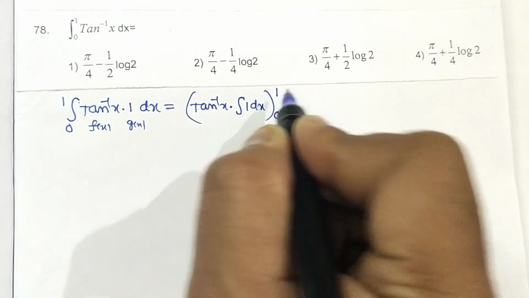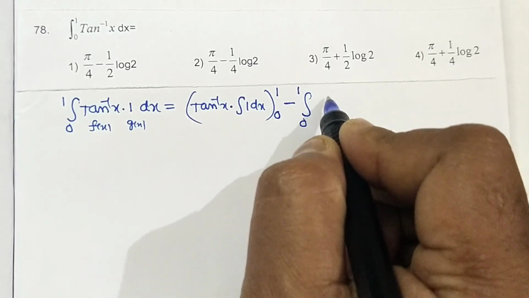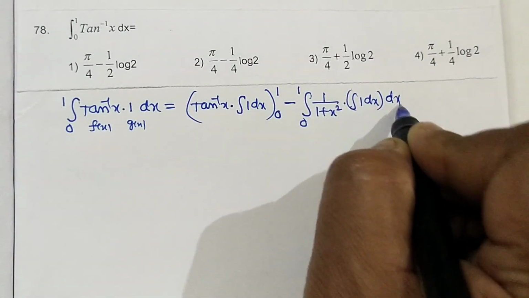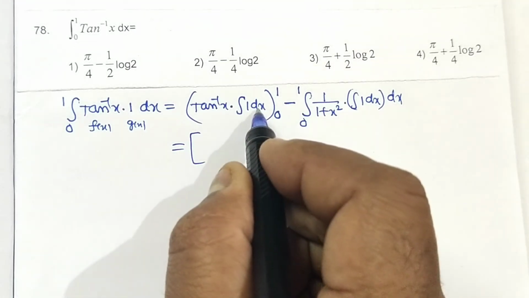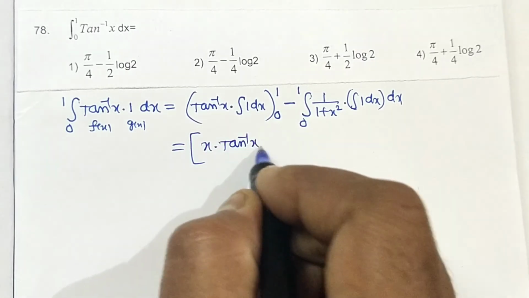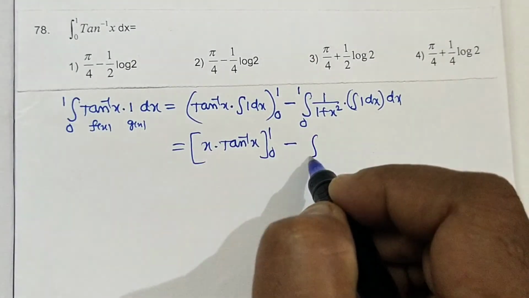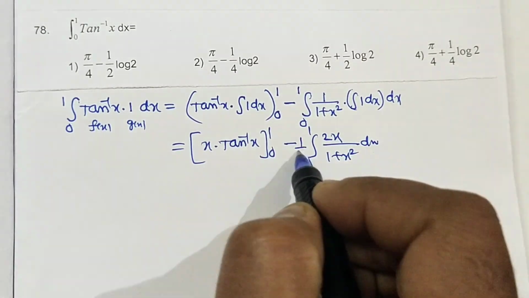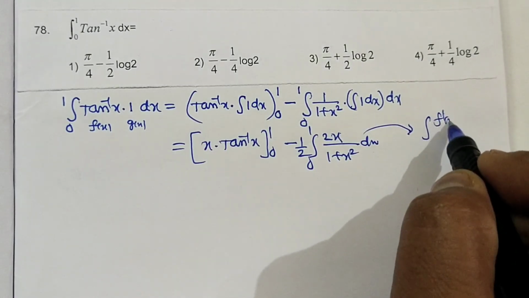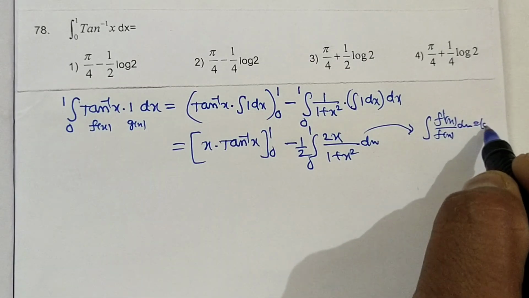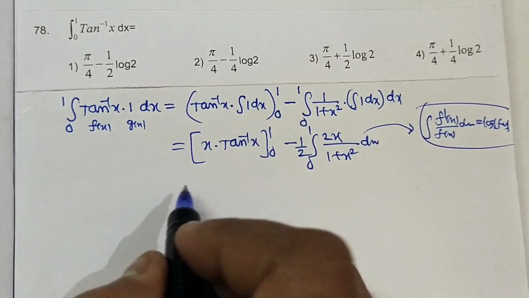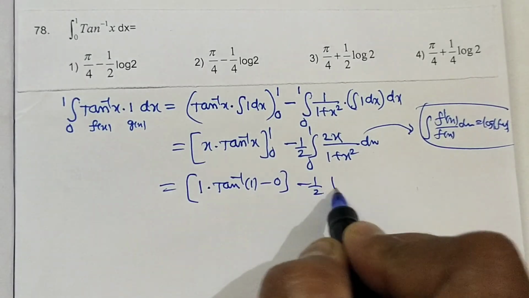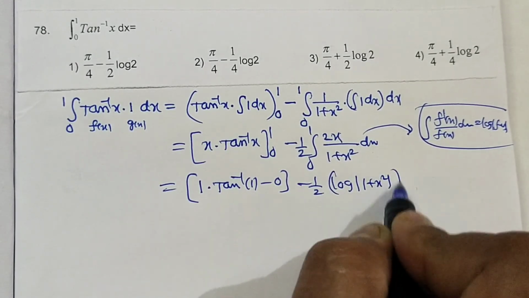applying the limits 0 to 1, minus integral 0 to 1 f dash of x, tan inverse x derivative is 1 by 1 plus x square, integral 1 into dx whole dx, applying the limits 0 to 1. So integral dx is x into tan inverse x, 0 to 1 minus integral dx is x, integral 0 to 1 x by 1 plus x square into dx. To get the formula form, multiplying and dividing by 2, f dash of x by f of x form. So log mod f of x. So 1 into tan inverse of 1 minus 0 minus 1 by 2 into log mod 1 plus x square, applying the limit 0 to 1.